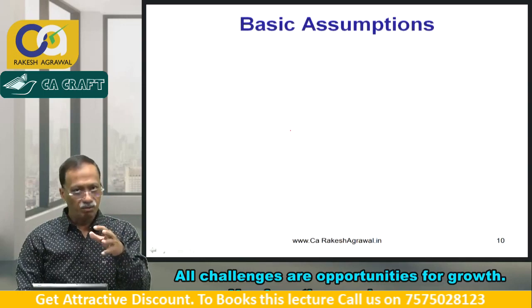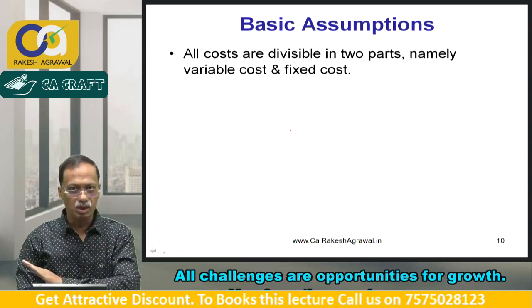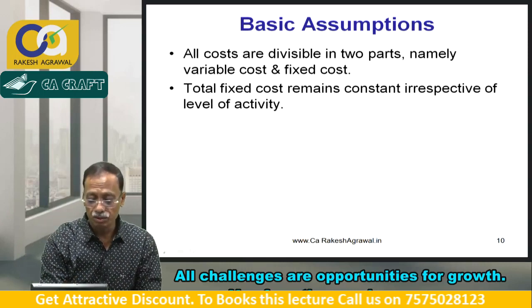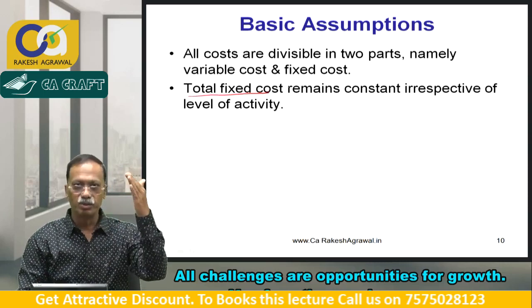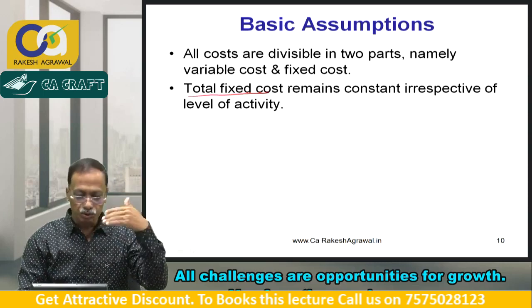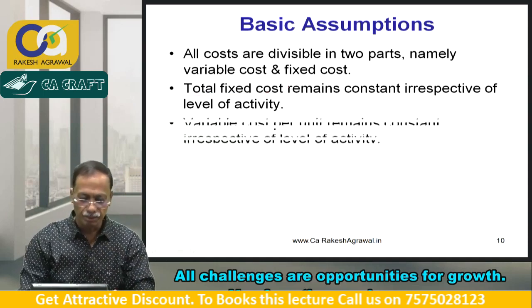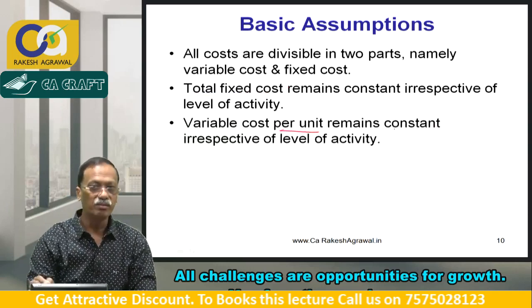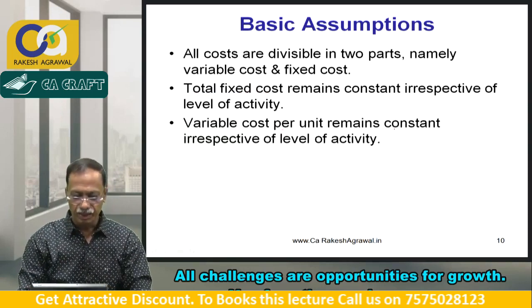Some basic assumptions which I have already discussed with you. One is all costs are divisible in two parts, namely either variable cost or fixed cost. Total fixed cost remains constant irrespective of level of activity. Level of activity here means number of units produced and sold. So whether the number of units produced goes up or down, total fixed cost will always remain constant. Variable cost per unit remains constant irrespective of level of activity. We have already discussed them, right?